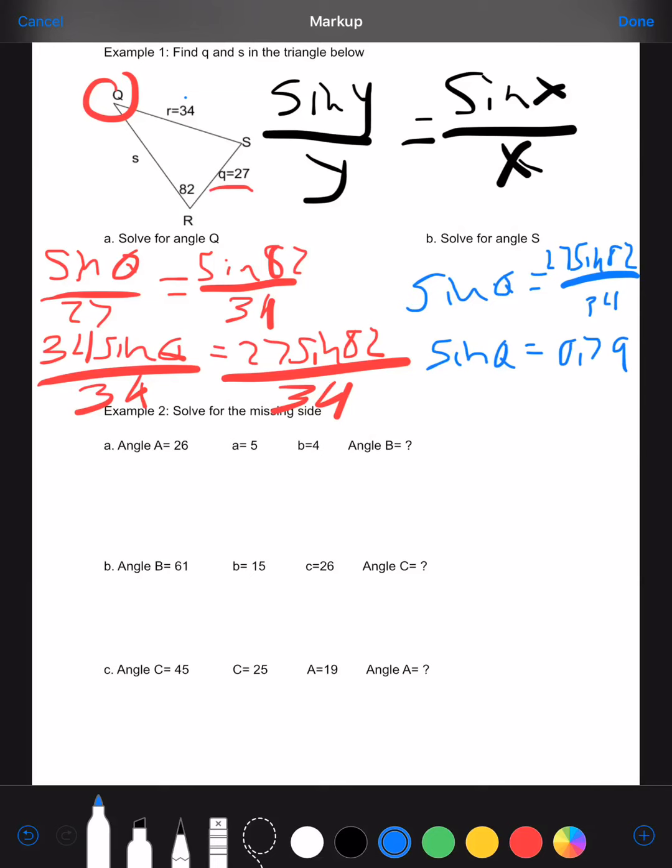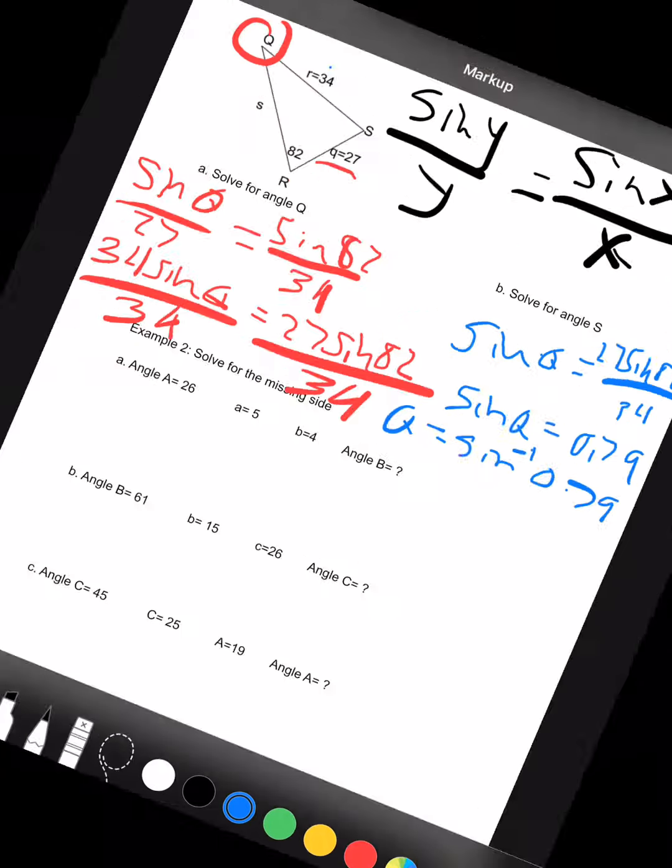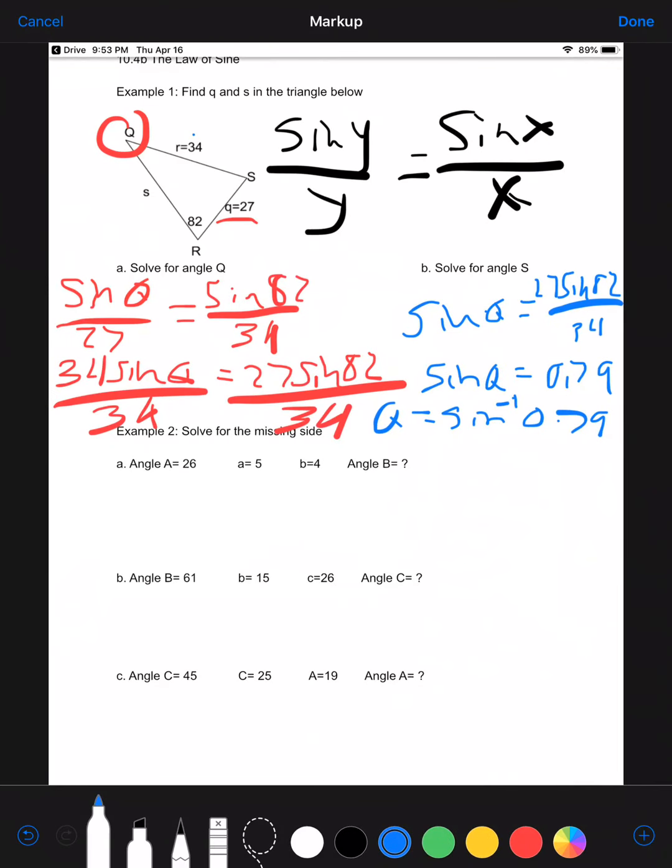So for our last step, to get Q by itself, what we're going to do is Q is equal to the inverse of sine of 0.79. And how you get inverse of sine is you hit second and then your sine button, and it will give you sine -1. Then you just type in your number, so 0.79 equals, and so Q is equal to 52.19. Okay? So that's how you solve for a missing side or missing angle.